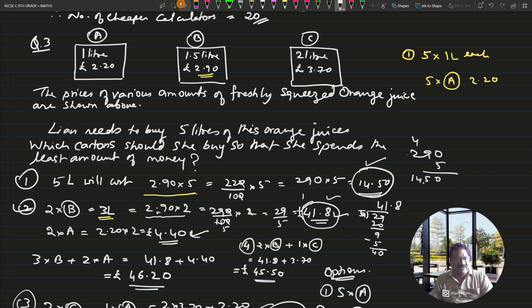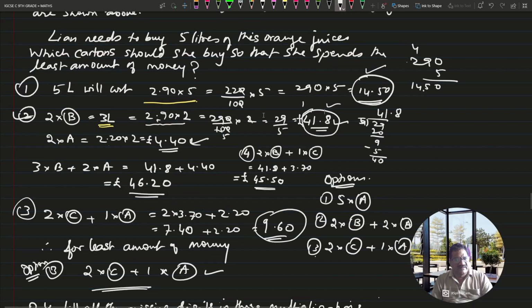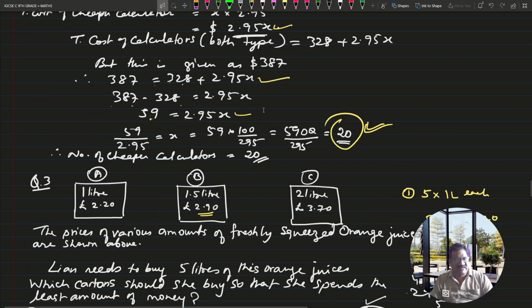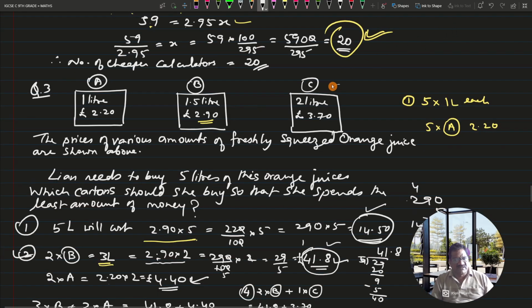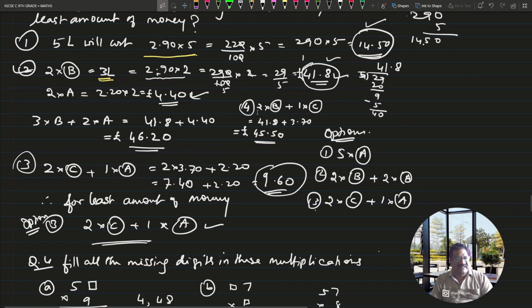Now if you go for this third type of option, what she can do is she can take 2 pouches of which one? C. The last one. There are 3, no? I told you there are 3 packets, A, B, and C. So this particular packet, she will have to choose. Now how many packets does she want to choose? This 2 packets. So 2 into 2, 4 liters she is getting, and 1 liter she can choose from the A packet. So it will become 2 into 3.70 plus 2.20.